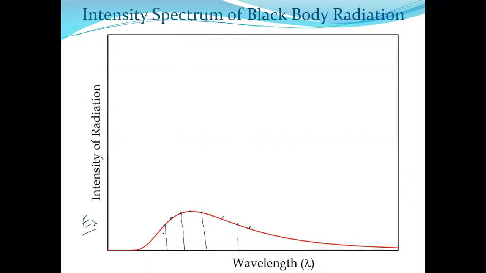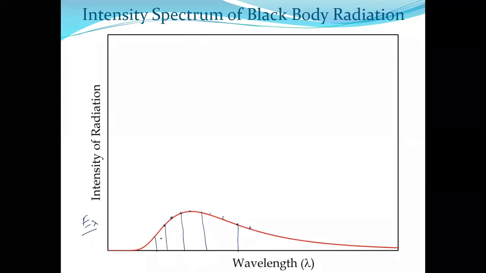That means for say 2000 angstrom, this is E lambda. For 3000 angstrom, this is E lambda, and so on. I want the total emissive power. I want the total intensity for all wavelengths. Get my point? I want the total intensity for all wavelengths. How will you do that? You know math very well. You will just add these lines.